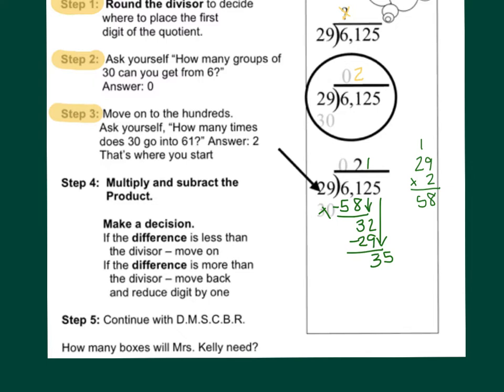I'm trying to determine how many groups of 29 I can get out of 35, and I can get one group of 29 out of 35. 1 times 29 is 29, so now I'm going to subtract, and I'm going to get 6. And again, I can see that 6 is less than 29.